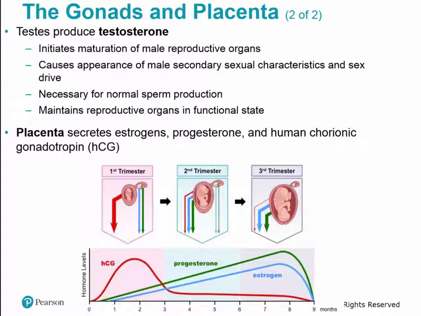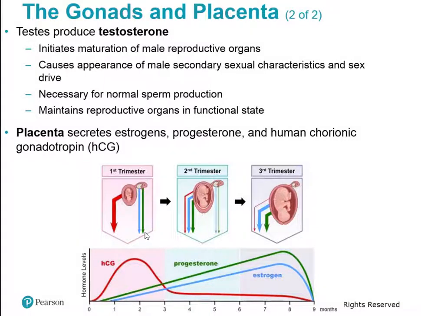So the placenta can also secrete hormones like estrogens, progesterone, and a unique hormone called human chorionic gonadotropin, or HCG. So this is the hormone that those home pregnancy tests test for. So the placenta is the only organ that produces this hormone. So if this hormone is present, then you would have to be pregnant.